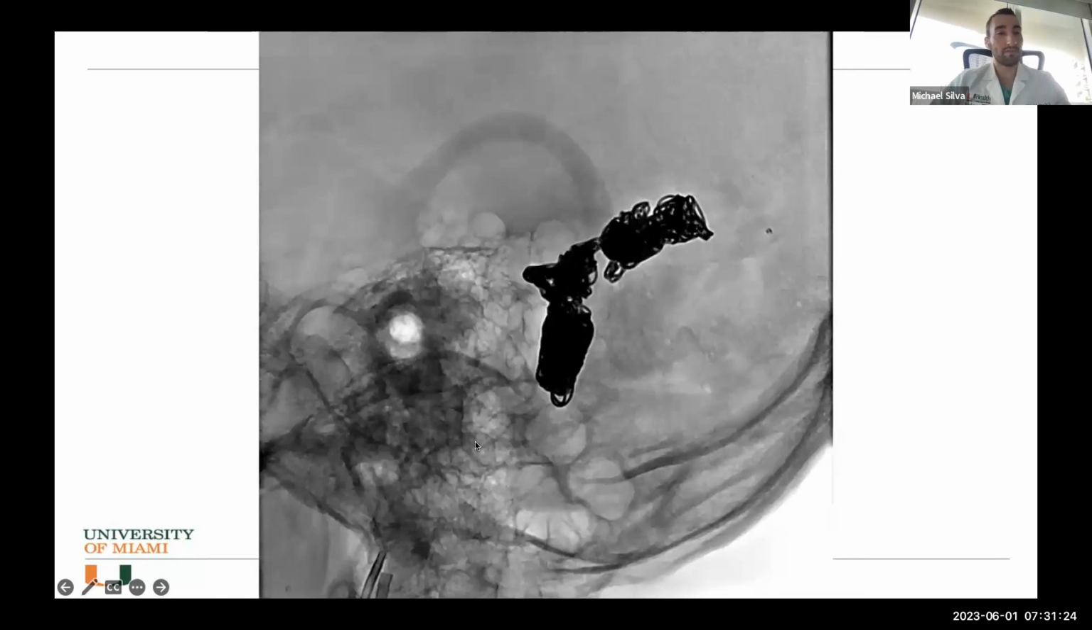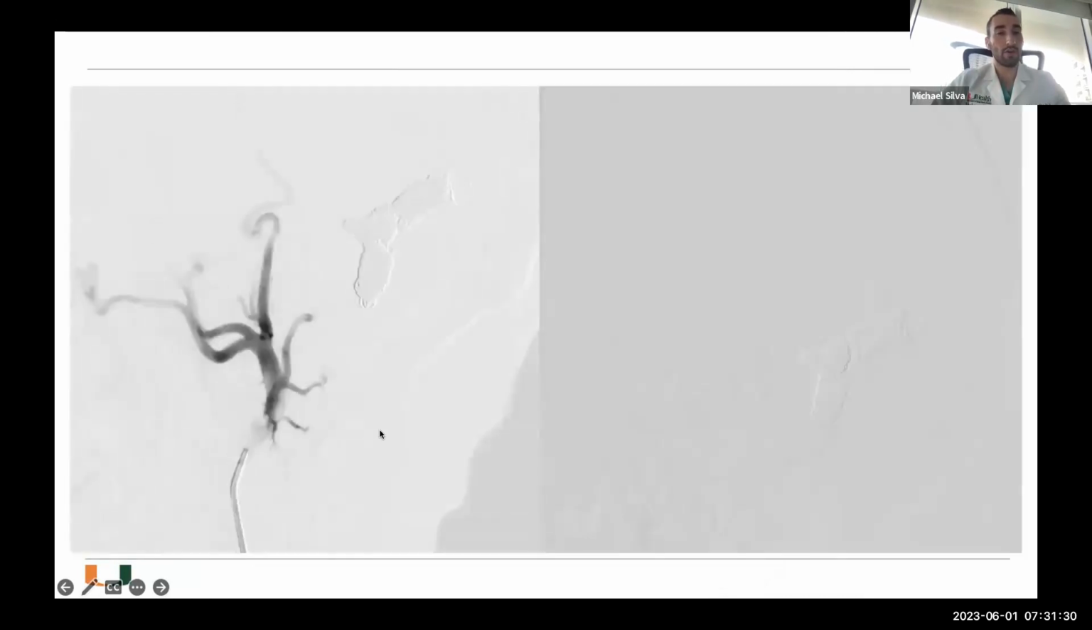And long story short, throw a bunch of coils in, occlude the fistula, and occlude the whole venous outflow. And no residual on follow-up runs.